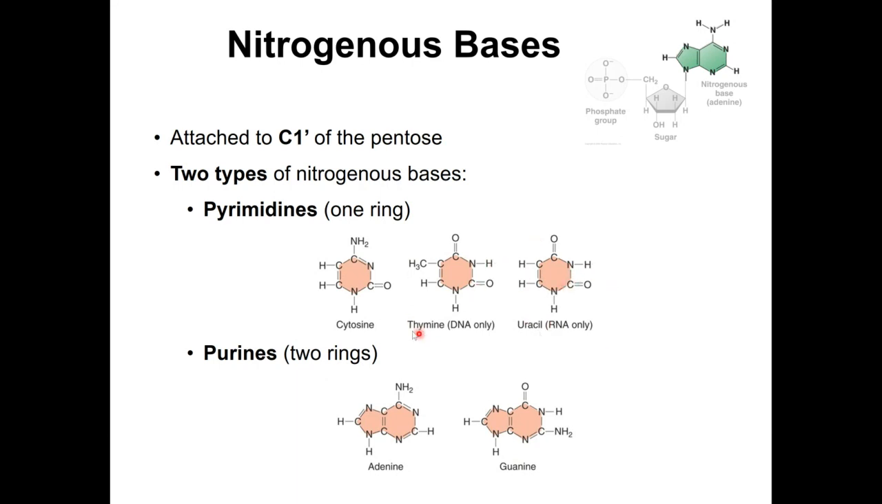So thymine is found only in deoxyribonucleotides, uracil only in ribonucleotides. Now, based on whether they're made by a single ring or two rings, these nitrogenous bases can be divided as pyrimidines if they have one ring, or purines if they have two rings.